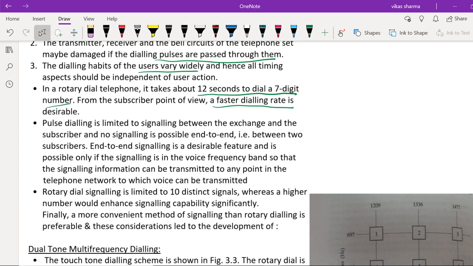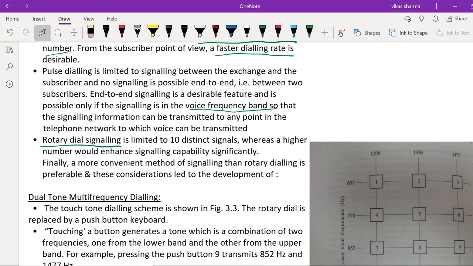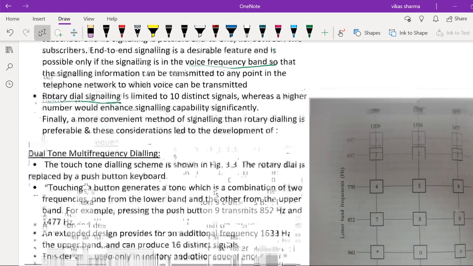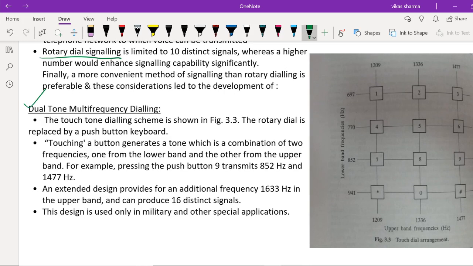We want that, and it is possible only if we signal in the voice frequency band, so that signaling information can be transmitted to any point in the telephone network to which voice can be transmitted. Rotary dial signaling, which is also called pulse dial signaling, is limited to 10 distinct signals, whereas a higher number would enhance signaling capability significantly. So a more convenient method was sought, and this led to the development of dual tone multi-frequency dialing, which is called DTMF dialing.